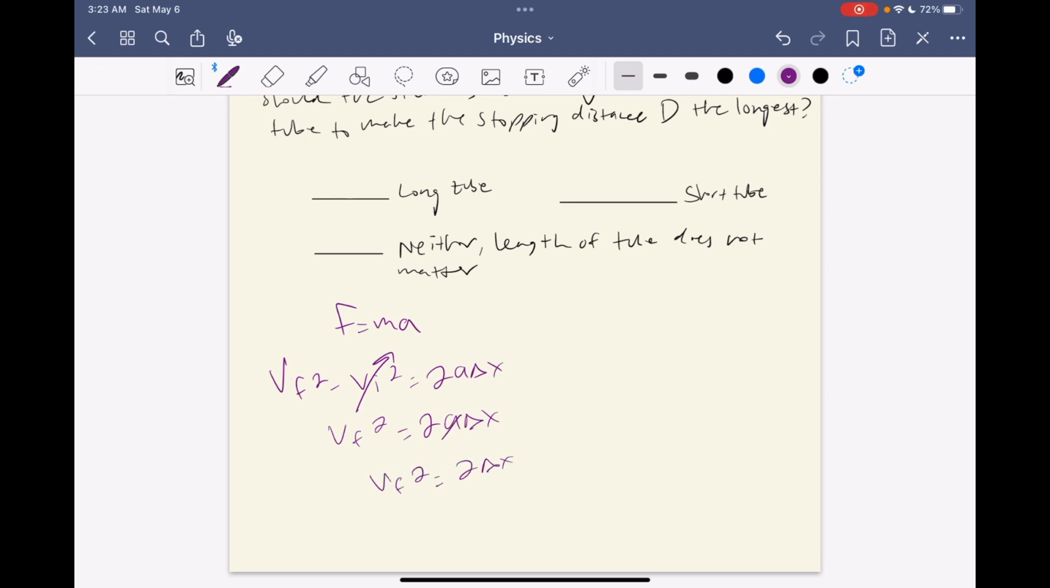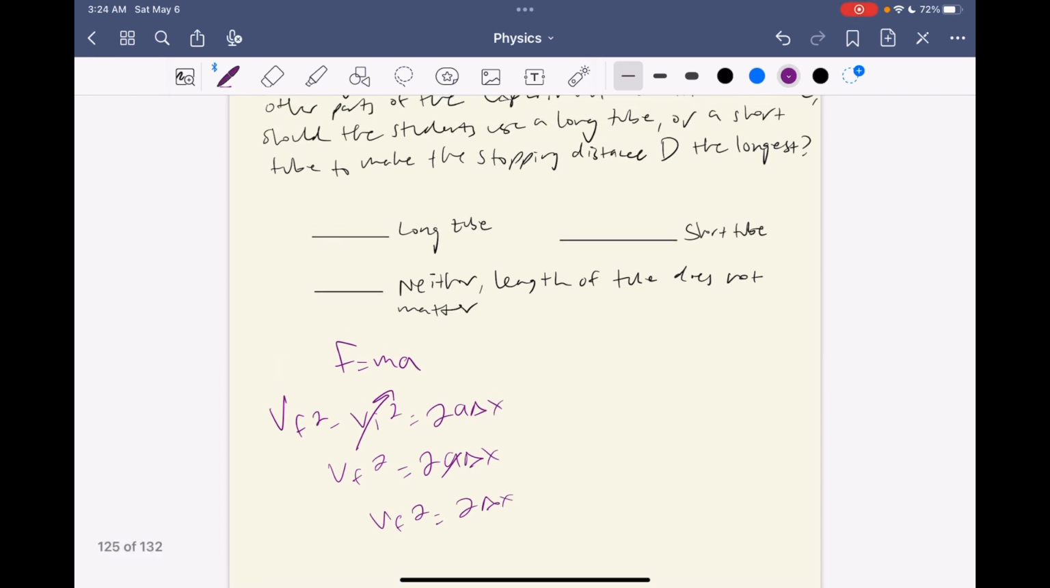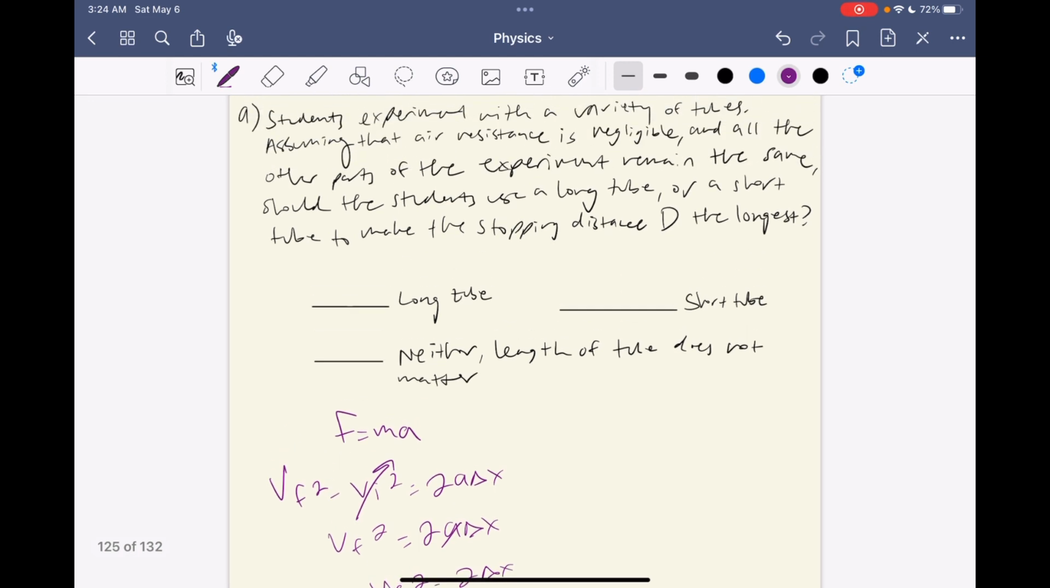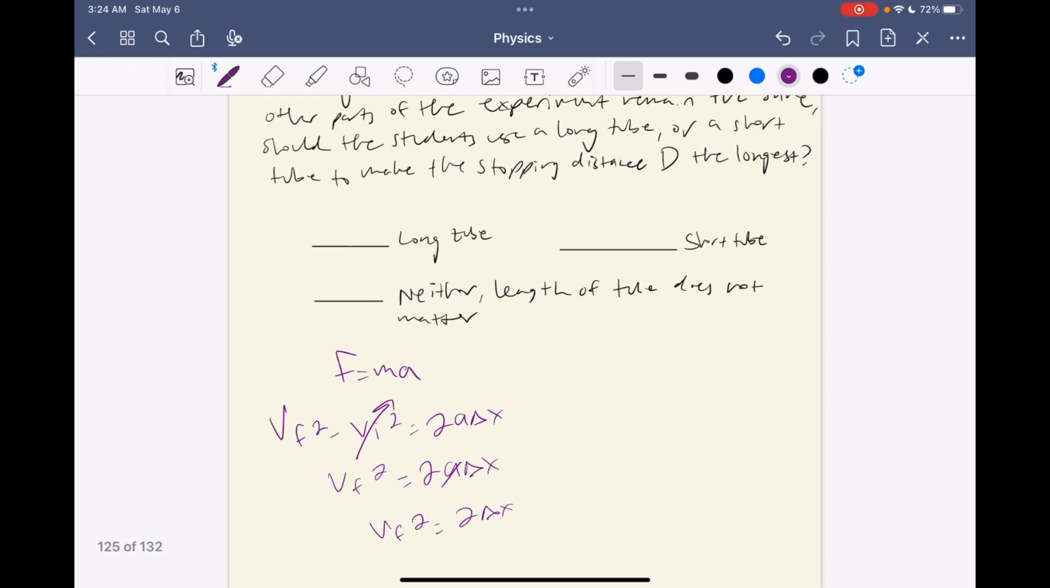And we're left with VF squared equals 2 delta x. So this means the distance would affect the velocity. If the distance is short, then the velocity would be smaller, and vice versa. And so the delta x represents the tube length. So if we want to make the stopping distance longer, then we should go with the long tube, because the long tube would make the velocity greater.